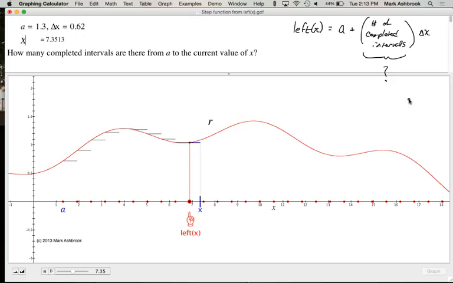So I want you to tell me right now, for this paused value of x at 7.3513, how many completed intervals are there? And I want you to do that any way you can. Any way you can figure that out, it's fair game. How many completed intervals have we had so far with this current value of x at 7.3513? Go. No rules. Just figure out how many completed intervals there have been.